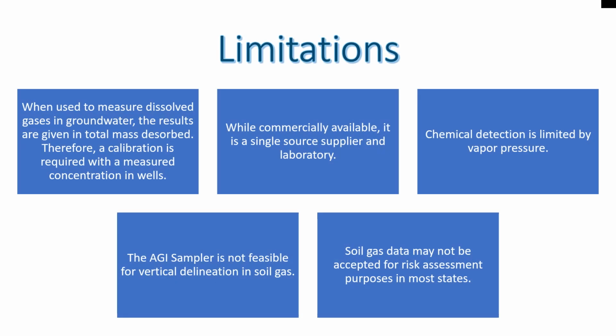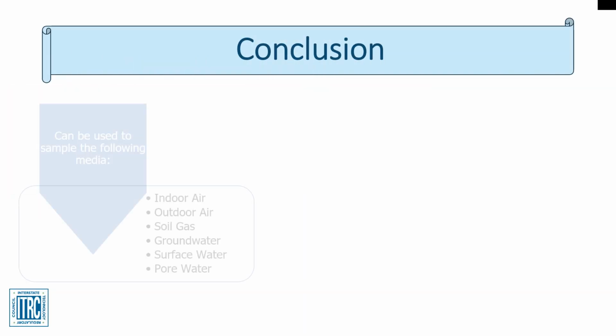Some limitations of the device are: calibrations are required when measuring concentrations of dissolved gases in groundwater. The modules must be analyzed in AGI's laboratory. The detection of certain chemicals is limited by the vapor pressure of those chemicals. The sampler cannot be used for vertical delineation of soil gas in a boring, and analytical results may not be acceptable for risk assessments. Here are some important takeaways and considerations for the AGI sampler.